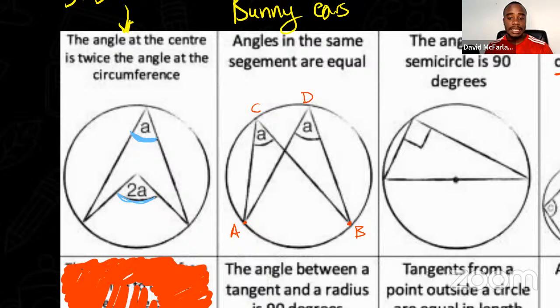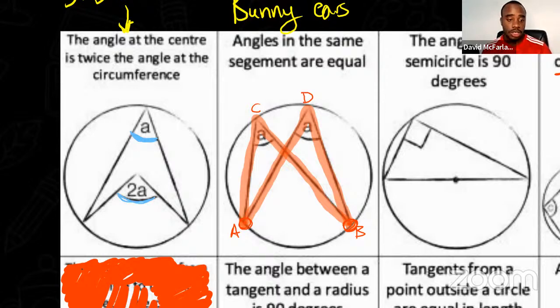So if you look at this angle here, ADB, we're saying that it's going to be the same as ACB. So those angles are going to be equal. And you can know that they're equal because they start and end at the same place. They both start at A and end at B.